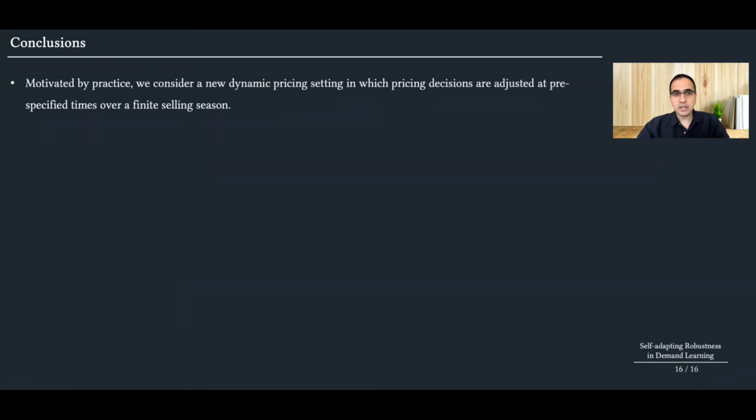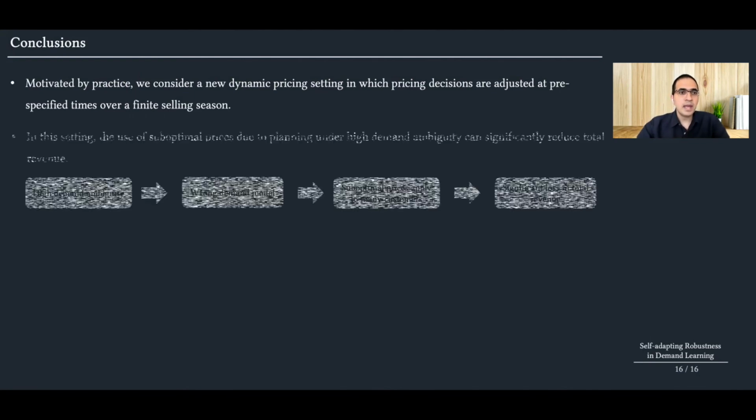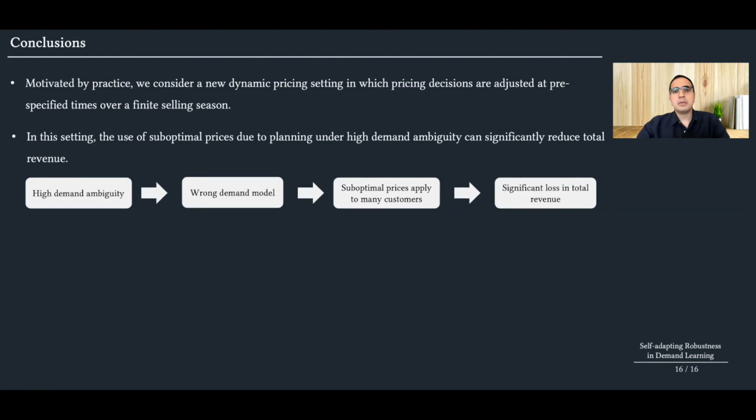Motivated by practice, we considered a new dynamic pricing setting where the price decisions are adjusted at pre-specified times over a finite selling horizon, which is different from the literature. In this setting, the use of suboptimal prices based on wrong demand models when demand ambiguity is high could result in a significant loss in revenue. For example, when demand ambiguity is high, we may have a wrong demand model that leads to a suboptimal price, where the suboptimal price could apply to a lot of customers and cause a significant revenue loss in terms of total revenue.